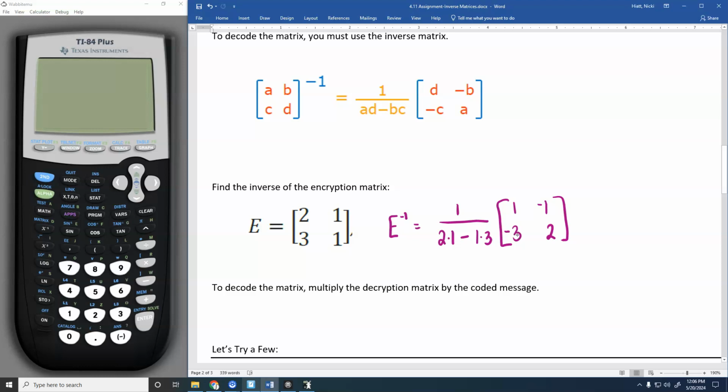Okay, so then that would be 2 times 1 would give us 2, 1 times 3 is 3. 2 minus 3 gives us negative 1, so we've got 1 over negative 1 times the matrix 1, negative 1, negative 3, 2. And you would multiply those together. It's just going to change the sign of everything, and you get negative 1, positive 1, positive 3, negative 2 for that.